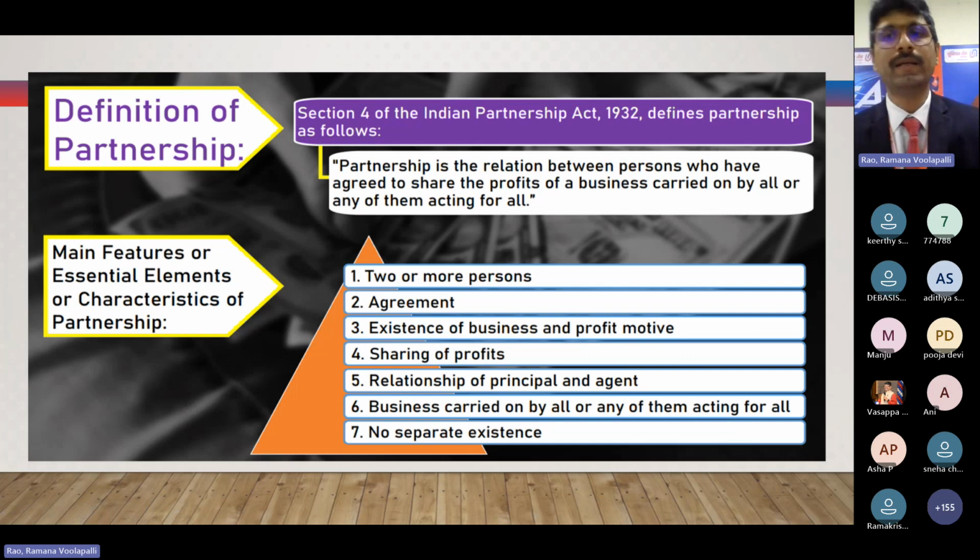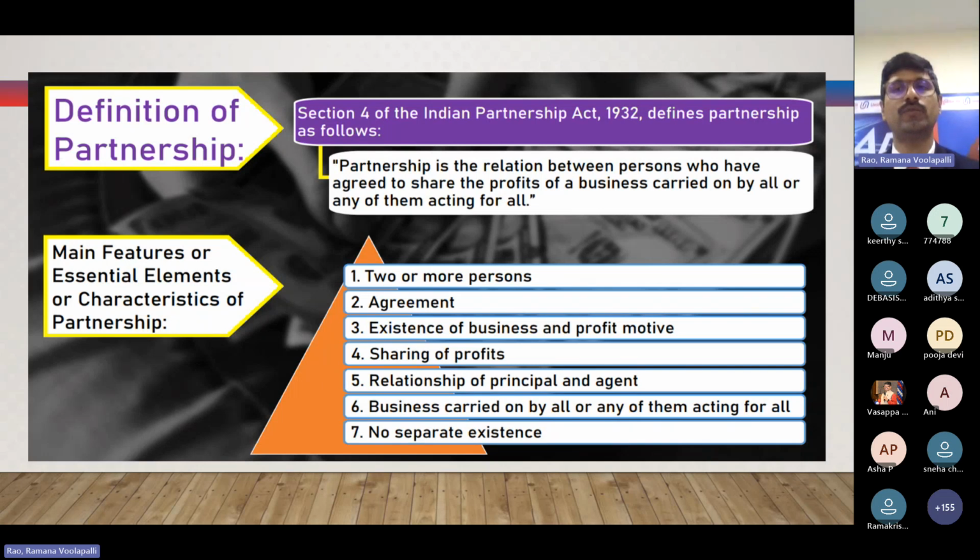Let me go through the definition of the Partnership Act. Section 4 of the Indian Partnership Act 1932 defines partnership as follows. Partnership is the relationship between persons who have agreed to share profit of the business carried on by all or any of them acting for all.